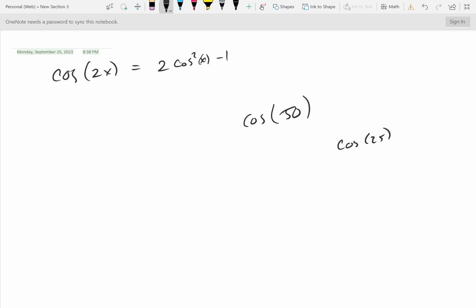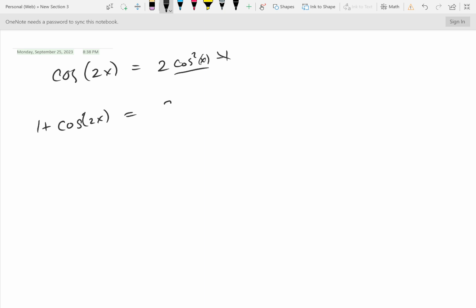Well, isn't that half? Yes, 25 is half of 50. Will the cosine be half? No, because it's not linear. So what we're going to do is we can actually solve for this cosine right here. Now follow what I'm doing here. I'm going to add 1 to both sides. And normally the big kids write 1 plus instead.